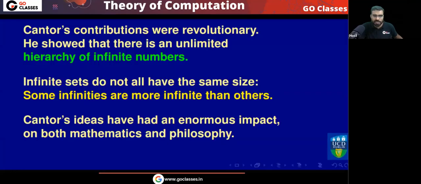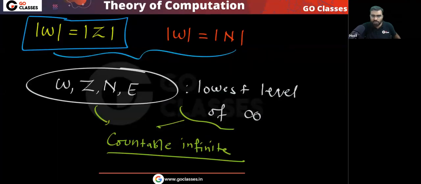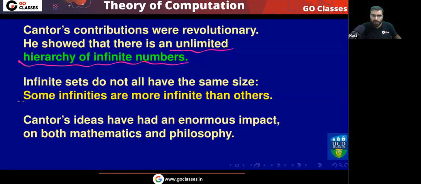Please tell me, did you understand? You can see what Cantor did. Cantor basically gave an unlimited hierarchy of infinite numbers, infinite levels of infinity. Some infinite sets are bigger than other infinite sets. Some infinities are more infinite than others. This is what Cantor did.